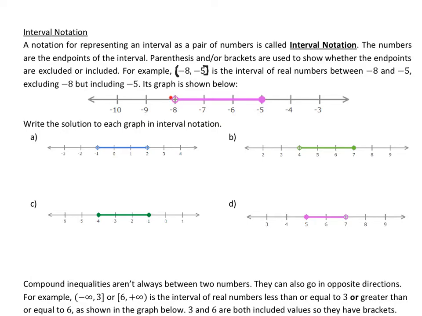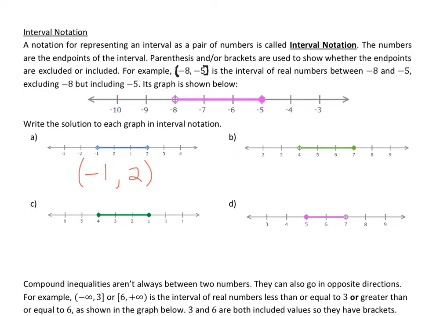So we have an open circle on -8, so open circles mean parentheses, and we have a closed circle on -5, which means a bracket. So write the solution to each graph in interval notation. Okay, so we have -1 and 2 where the circles are. For letter A, I'm going to start by writing -1, comma 2. -1 has an open circle, so parenthesis. And 2 also has an open circle, so another parenthesis.